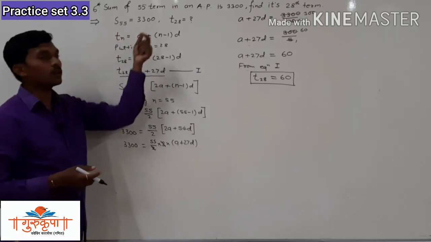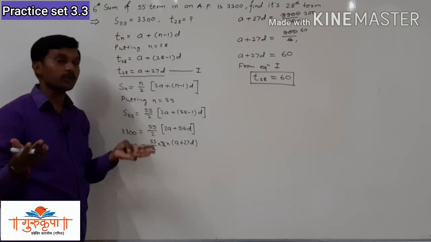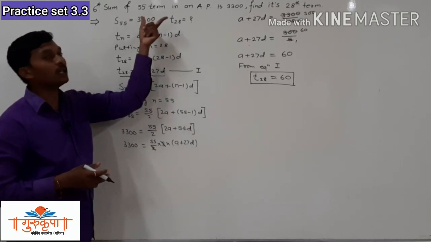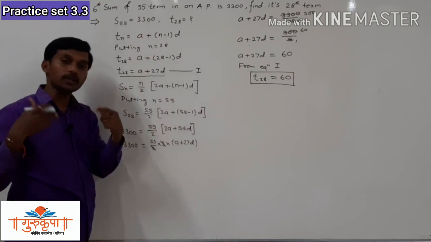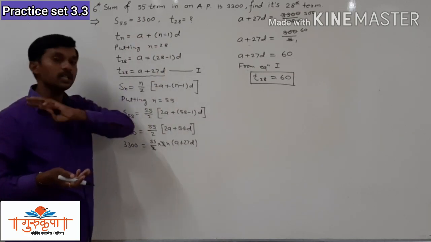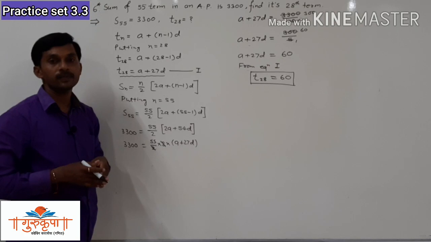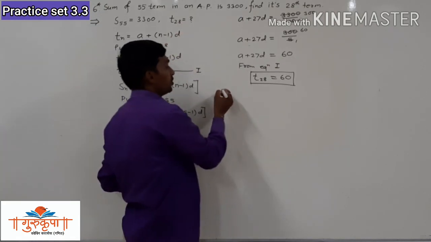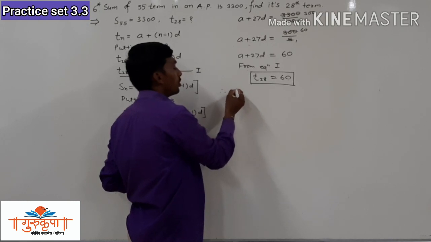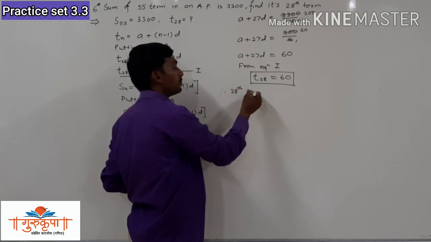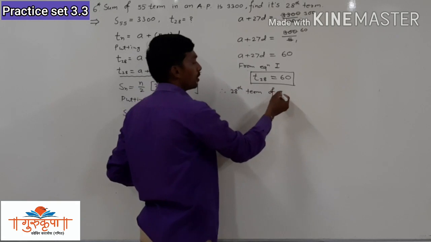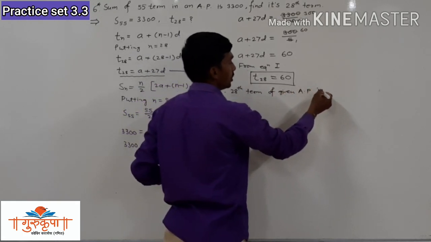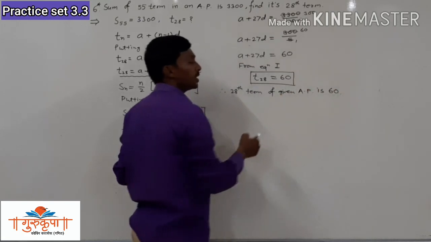Since it is a very important example and different from other examples, without finding the values of a and d. If you would like to try to find the values of a and d, we are unable to find them till we get the 28th term here. So we will write the answer as: the 28th term of given AP, that is arithmetic progression, is 60.